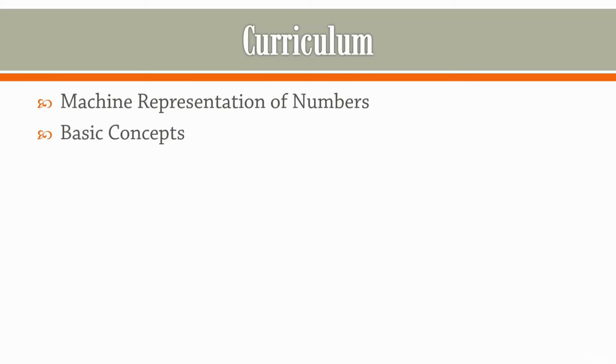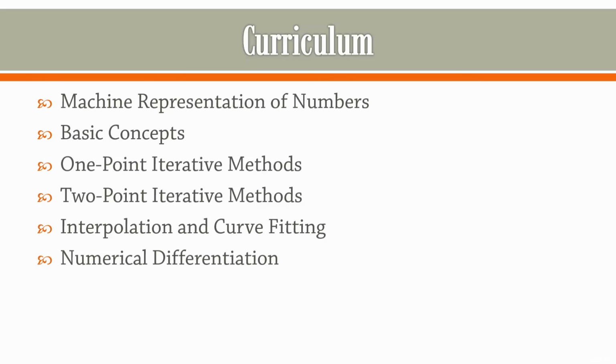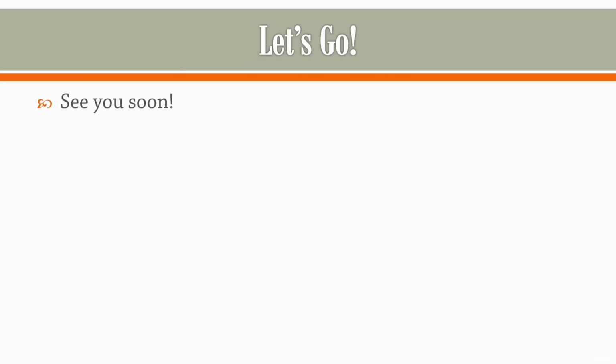Then we're going to talk about a couple of important theorems and findings in numerical methods, just a couple of concepts that we need to keep in mind and apply later on. These are things like Bolzano's theorem, for example, very common stuff that we're going to be using throughout the course. And then we jump into the meat of the matter. We're going to talk about one-point iterative methods, two-point iterative methods, interpolation and curve fitting, and then numerical methods applied to differentiation and integration, the so-called quadrature. So this is what you're going to see in this course. So let's jump in.